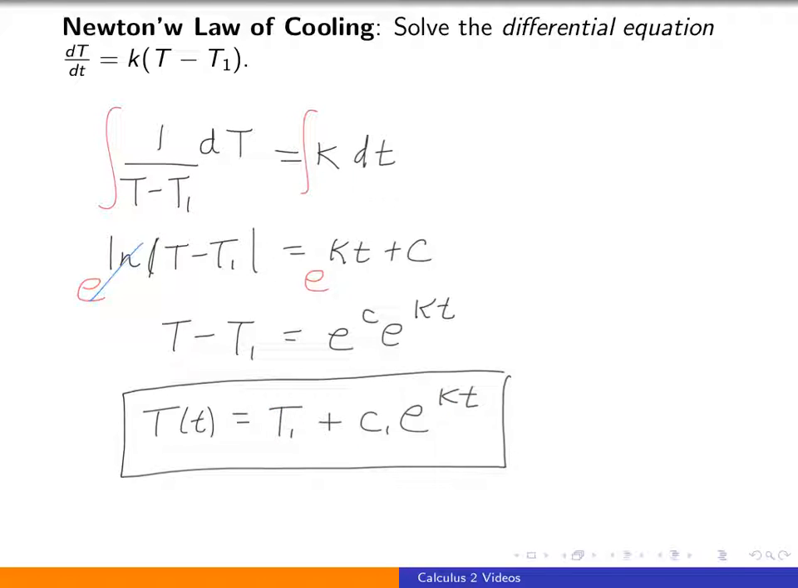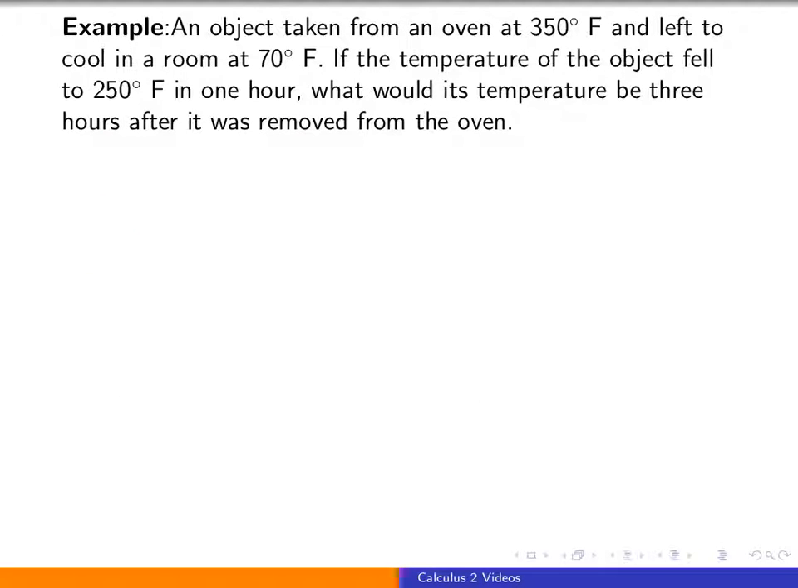Note that with Newton's law of cooling, once again, you really do need two pieces of data: one piece to solve for the constant C, the other piece to solve for the constant k. Let's investigate a very typical example. An object is taken from an oven at 350 degrees and left to cool in a room at 70 degrees. Right away we can note that this is Newton's law of cooling.